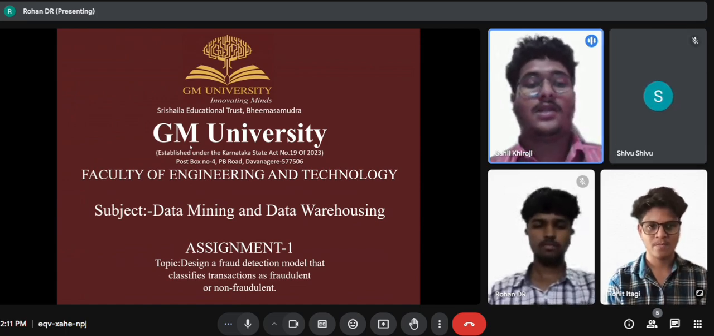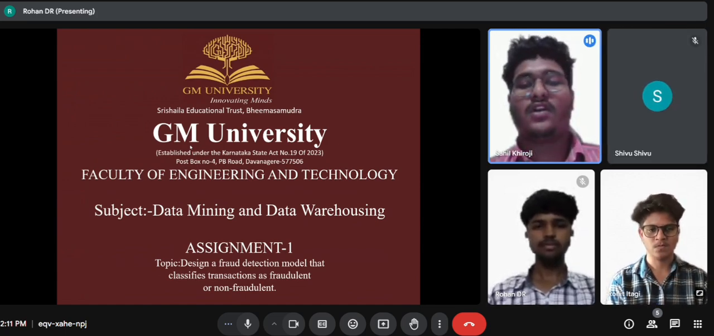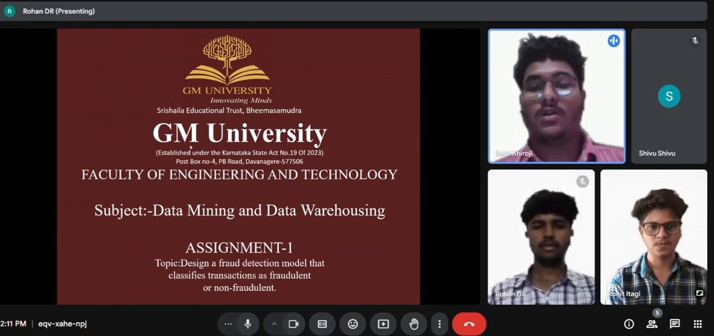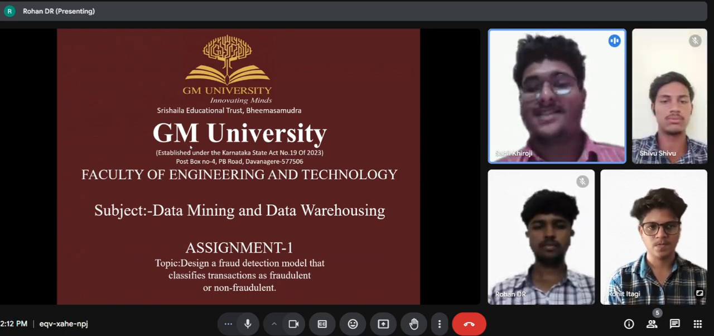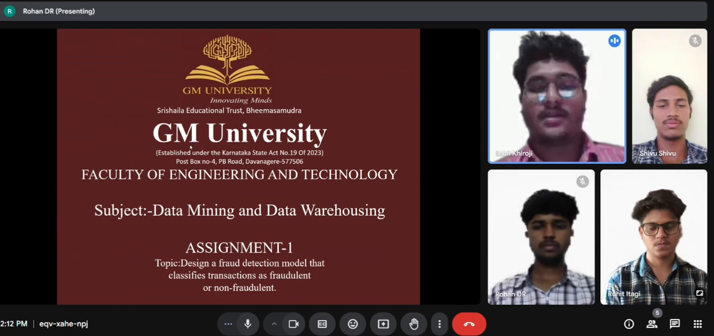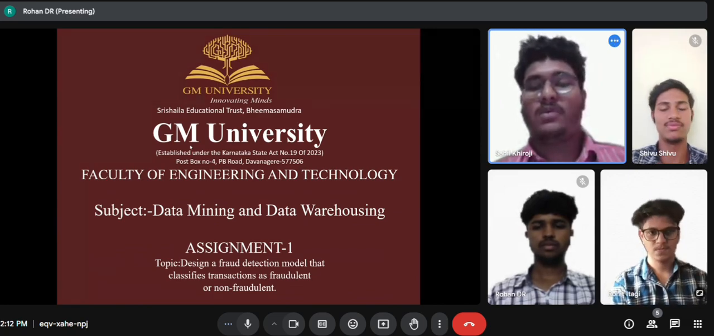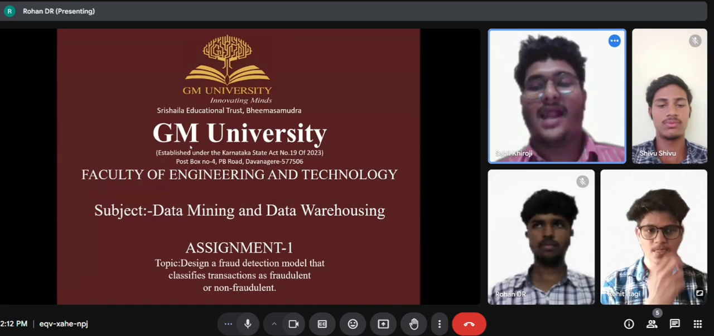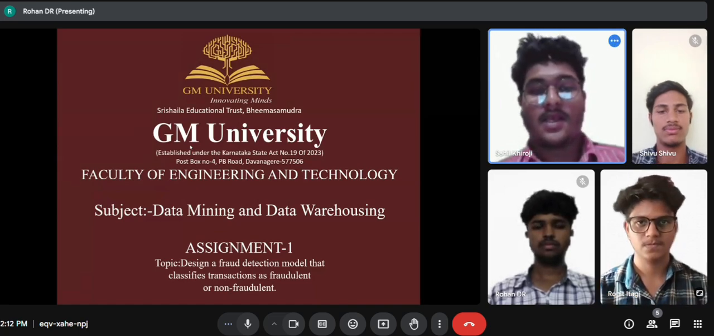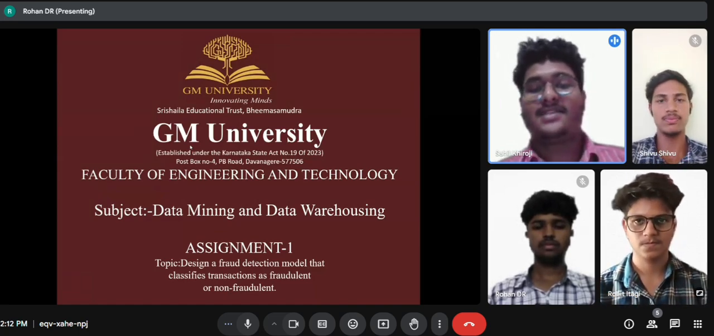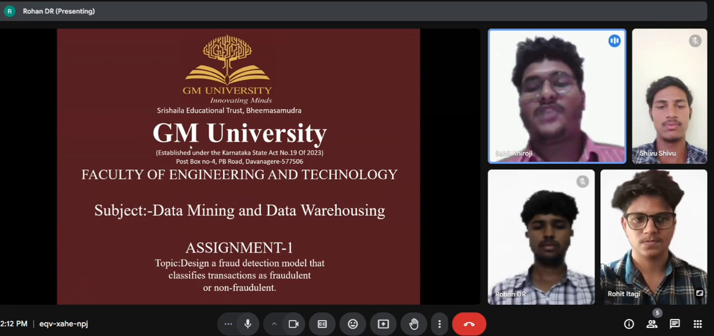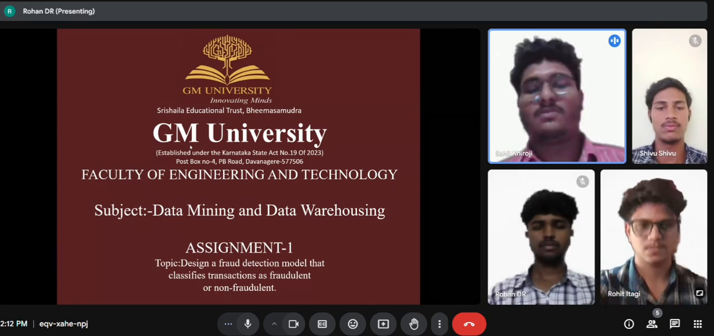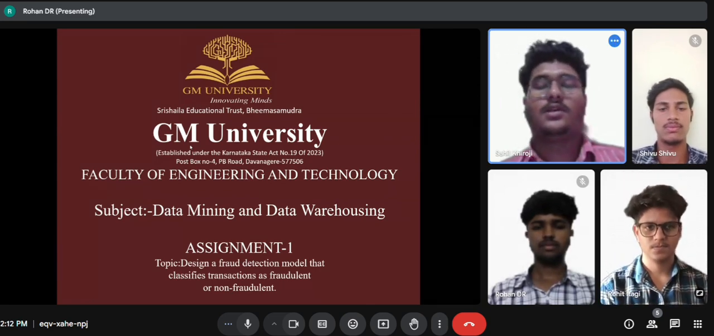So, this is a topic about designing a fraud detection model that classifies transactions as fraudulent and non-fraudulent. In my team there are four members: Rohan DR, Rohit Itigi, myself Sahil G. Kiroji, and Shiv BC. This topic is about figuring out which payments are real and which ones might be suspicious or fake.